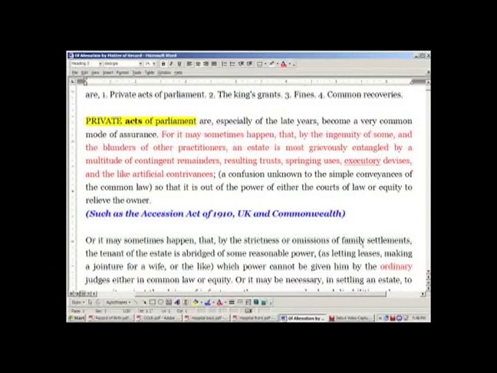So one such act would be the Act of Accession, the Accession Act of 1910, UK and Commonwealth, which is about a 3 or 4 sentence statement that's done as an acknowledgement by the sovereign. It's the same one the Queen takes, and then she gets her coronation from the Archbishop of Canterbury. But when you read it, it doesn't say anything about England. It just says the sovereign of their realm.